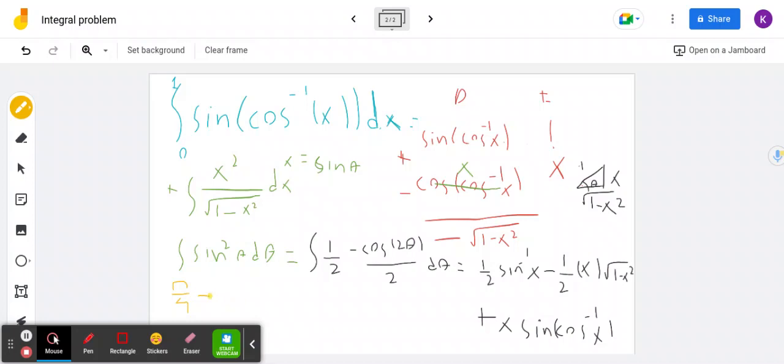And then minus, when we plug in 0, inverse sine of 0 is just 0. And then minus, this becomes also 0. Plus inverse cosine of 0 is pi over 2, and then sine of pi over 2 is 1, but times 0 is 0. So we have minus 0. So our final answer should be pi over 4.